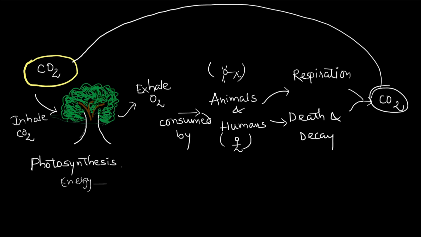Now, when death and decay of animals or humans take place, it gives rise to CO2 again, and also the respiration. During respiration, animals and humans give out CO2. So that is how it goes back into the atmosphere again.